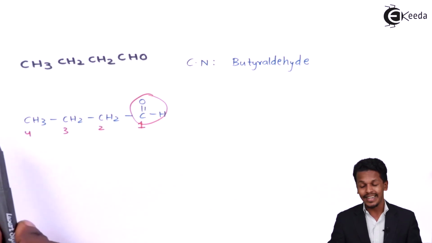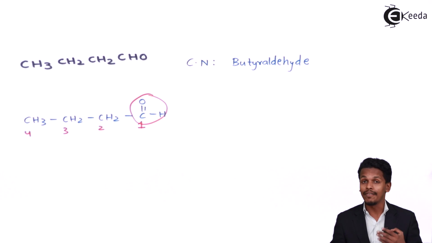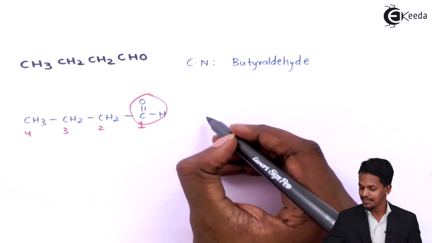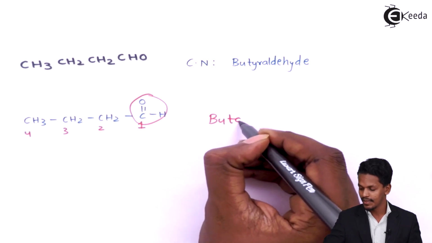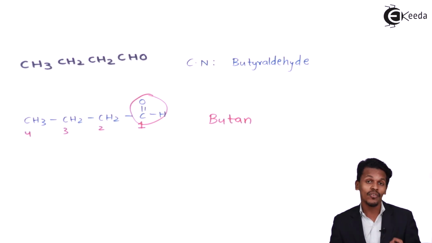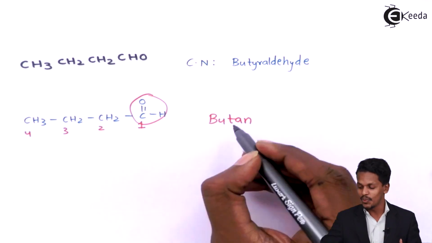So the total number of carbons in a straight chain is 4. That's the reason the name of this, in terms of an alkane, would be butane. But obviously this is not a butane, this is an aldehyde. So that's the reason the name would be changed: the E of the alkane would be replaced by Al. So the name of this is butanal.